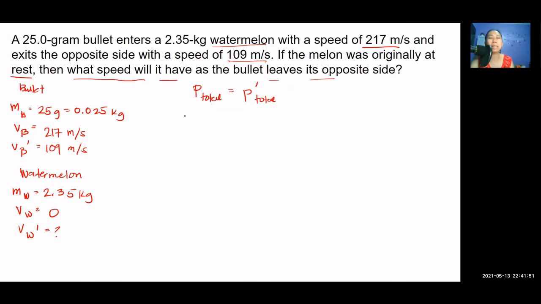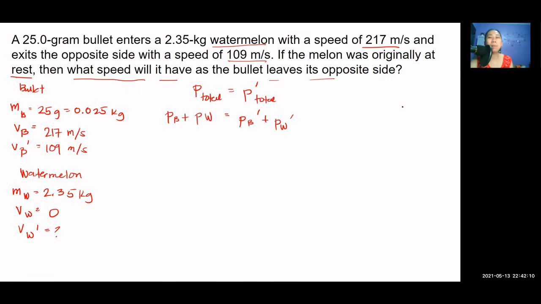Okay, so i-substitute ko lang ito. So, yung total momentum natin before the collision, this one is just equal to the momentum of the bullet plus momentum of the watermelon. So this one is also equal to the momentum of the bullet plus the momentum of the watermelon. So lahat ito, after collision cases.